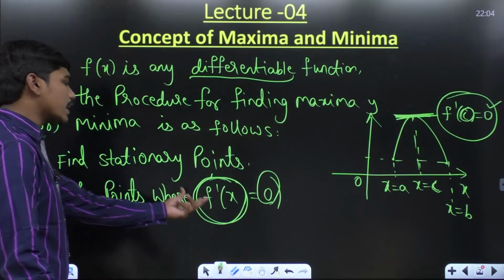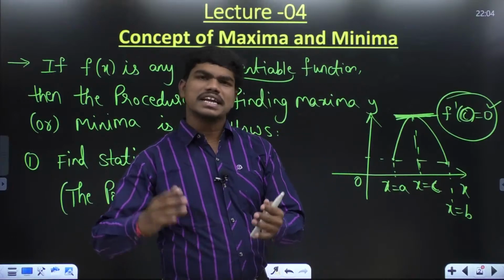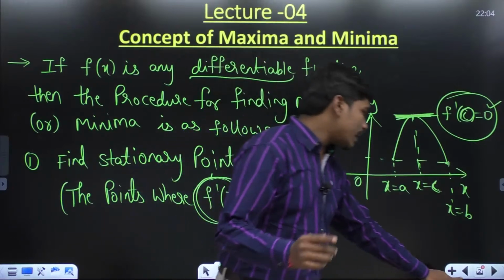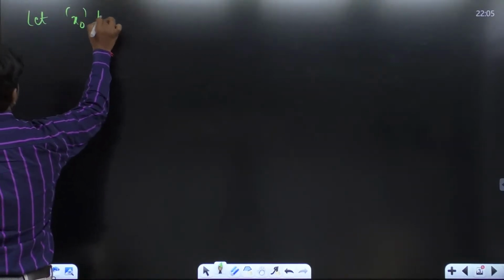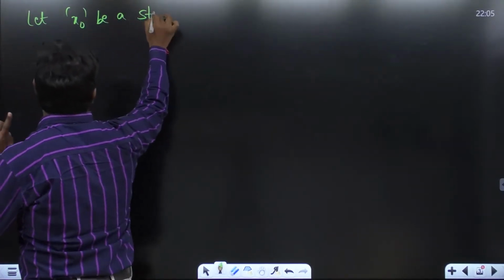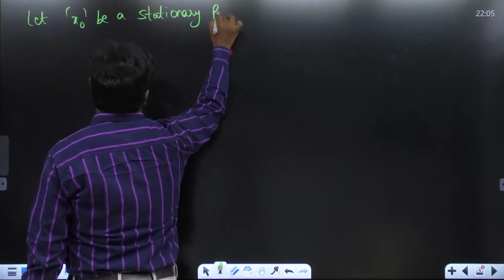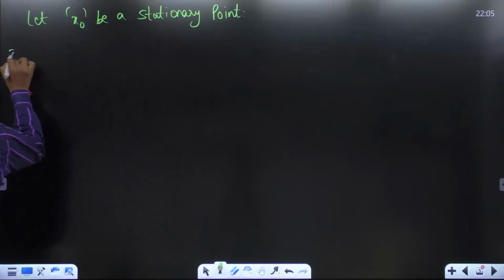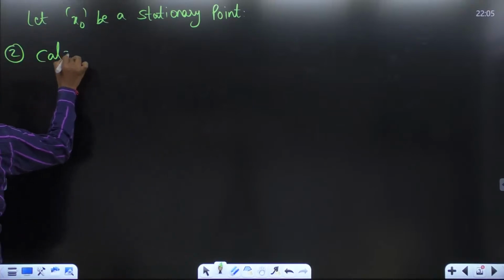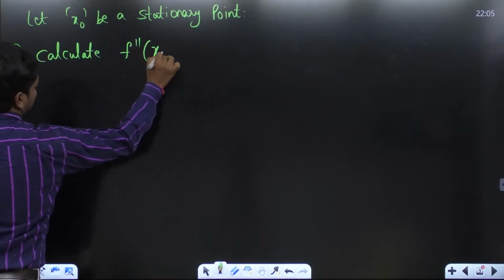Now, first thing is, you will calculate this f dash of x and you will equate it to 0. Now, depending on this function, you can get any number of stationary points. Now, I am considering the case for one stationary point. Let x naught be a stationary point. I am talking about one stationary point. Now, second step, calculate f double dash of x naught.